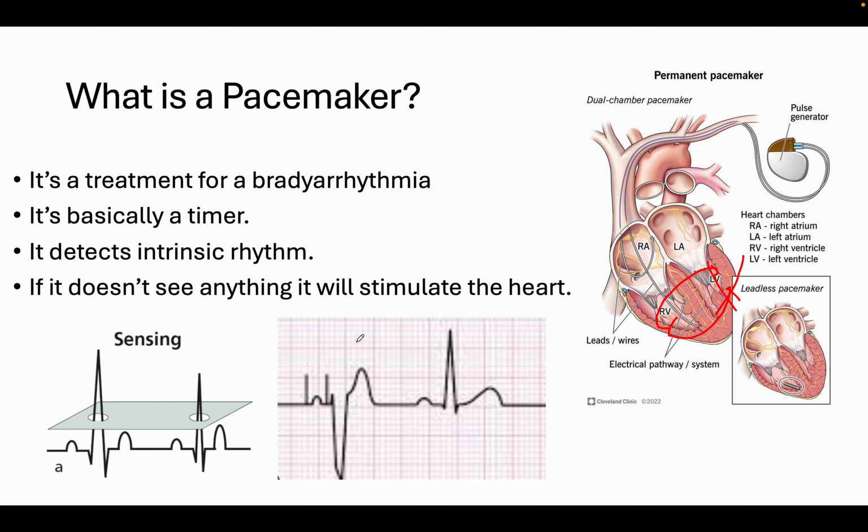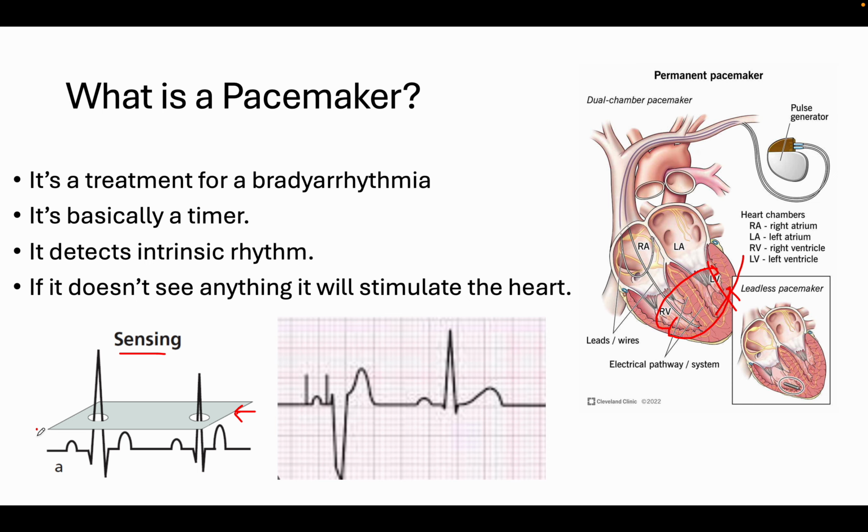I just wanted to quickly mention sensing. The concept of sensing is really important in pacemakers. I'm not going to go into too much detail about it, but essentially we can program the sensitivity, or the ability for the leads to detect intrinsic conduction. So on this, this is the level of sensing we want, and I call this the Goldilocks region, where we can just see the intrinsic QRSs.